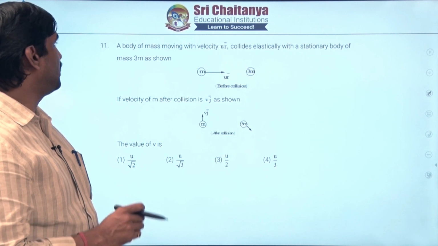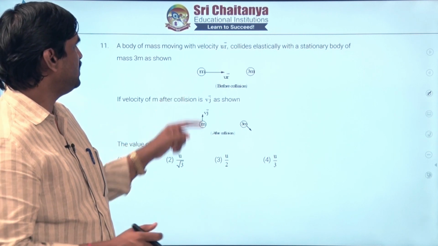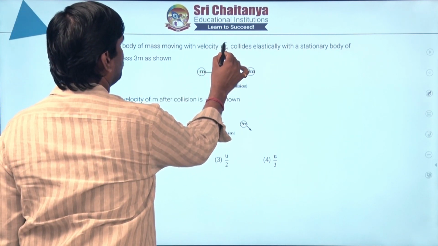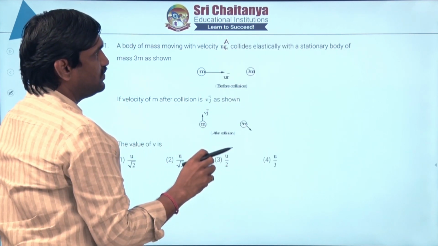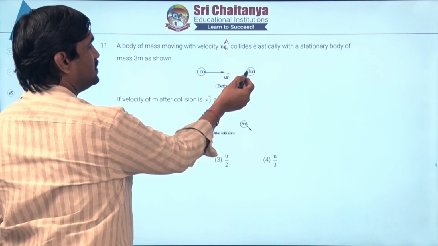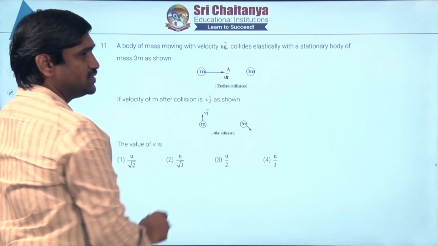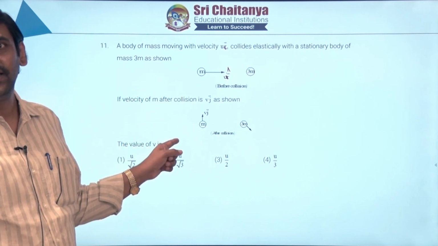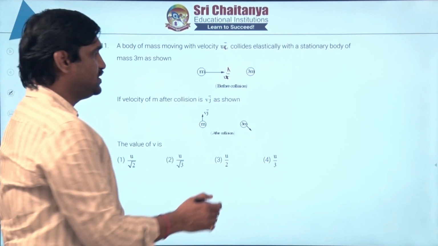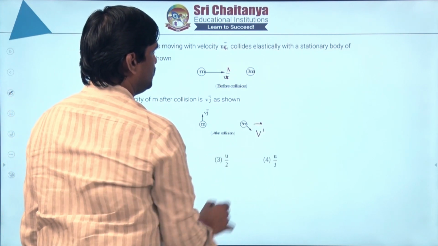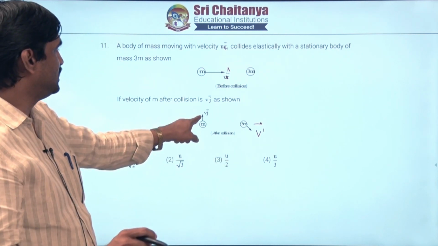Now, I am starting the 11th question. In the 11th question, a body of mass m moving with velocity u i cap collides elastically with a stationary body of mass 3m. 3m is at rest. Now, after collision, the velocity of the first body is V j. The velocity of the other body they did not mention, just consider it as V dash bar. Now, they are asking what is the V value.